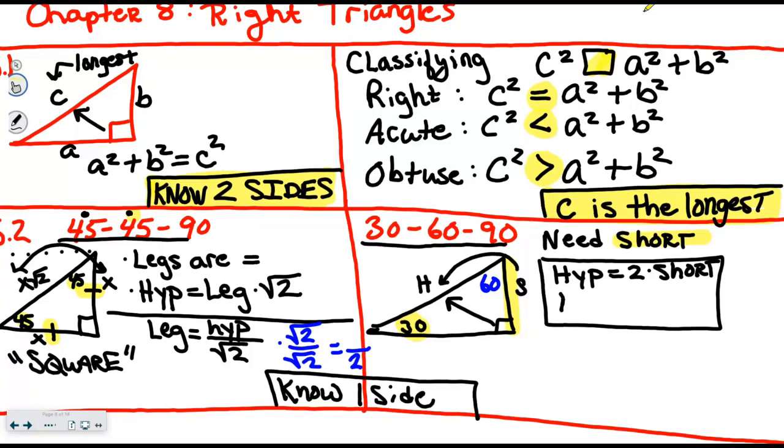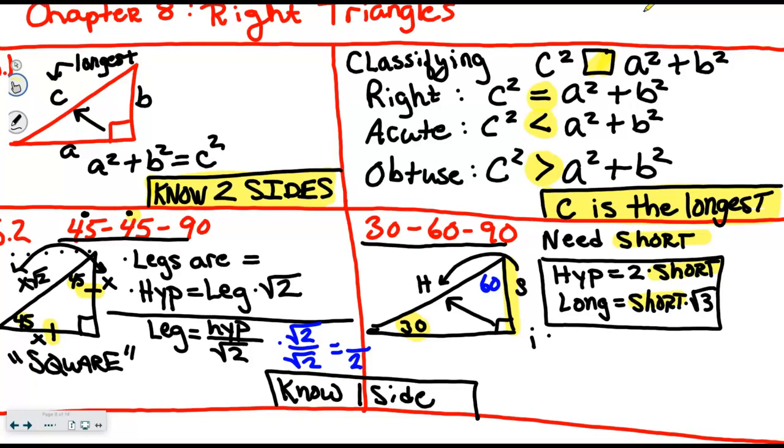To get the long side, we do the short times the square root of 3. So that's kind of how we get it, but we need that short first. So we have to talk about how we get it. So how do you get that short side? Because I need it. Even if they don't ask me for it, I have to find it first. So down here, we're going to write how we get it.